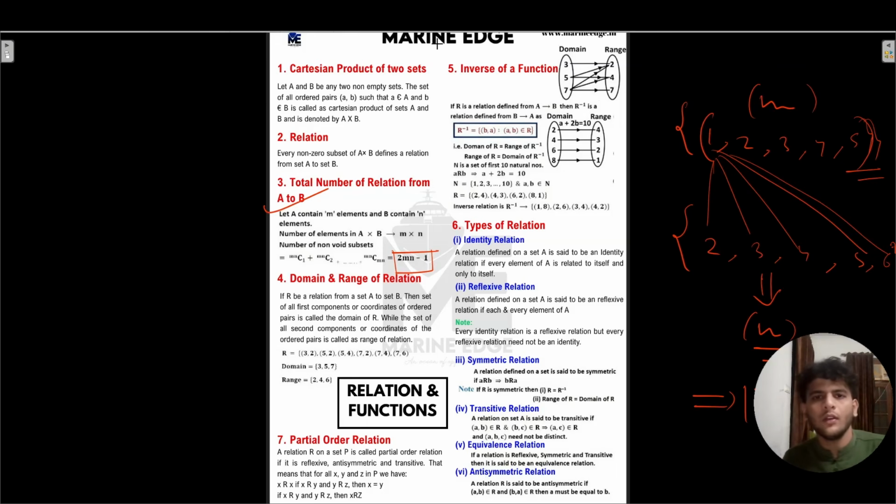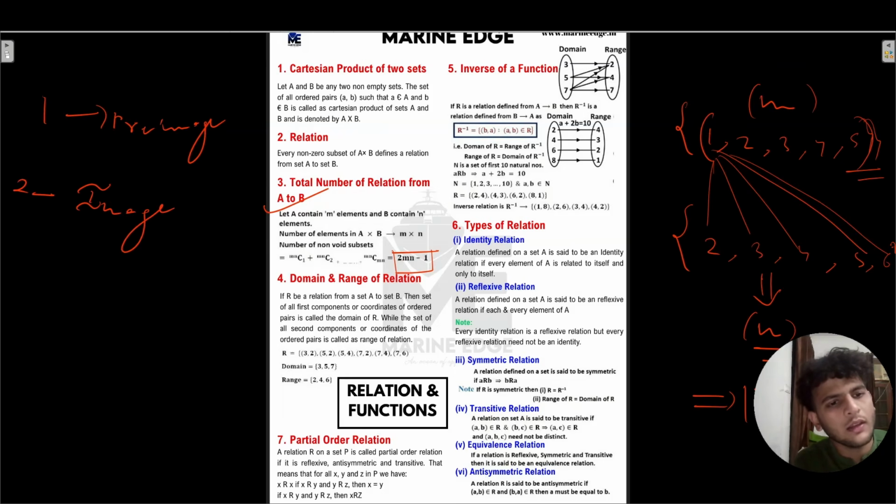Like domain and range, you can see the set 1, 2, 3, 4, 5, and the second set which has n elements, 2, 3, 4, 5, and 6. What I've done is take one set through which I have defined the relation to the other set. This one is your input and this two is your output. So this one will be your pre-image, and this two will be your image. You can say that this two is the image of element one.